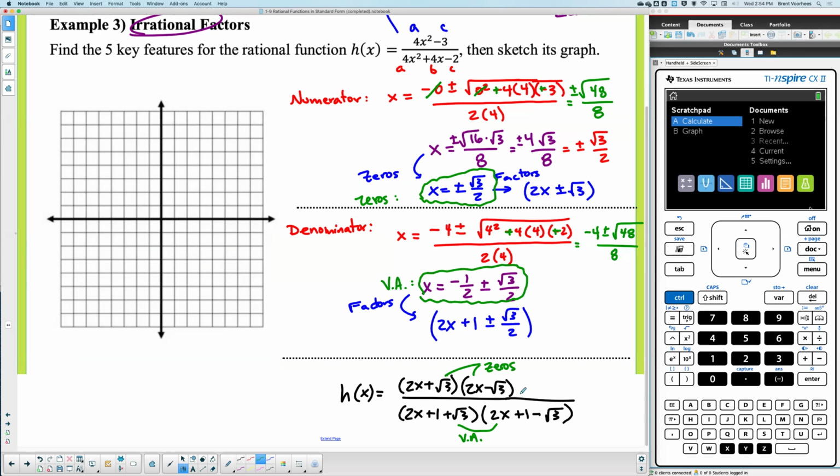Now the domain is that x cannot be any of those values. So I'm going to come over here and put the domain: x cannot equal -1/2 plus or minus the square root of 3 divided by 2. That's what x cannot equal, and I got that from the vertical asymptotes. Let's see, what else are we missing? So we've done holes: nothing cancels out, so no holes.